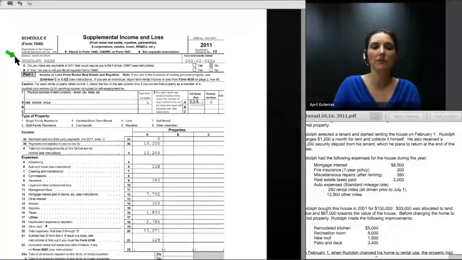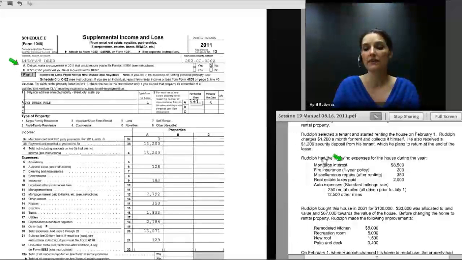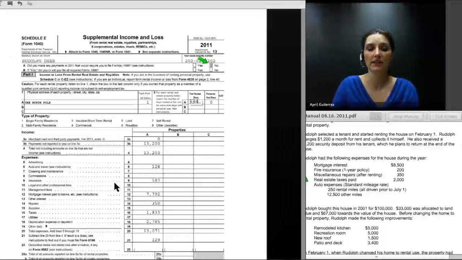We begin up at the top of the form by entering his name and his Social Security number. We then on line A answer the question, was a 1099 required to be issued? And the answer is no. If you look at the amount of expense he paid out during the year, mortgage is $8,500, fire insurance $200, miscellaneous repairs $350, and real estate taxes $2,000. The only amounts there that exceed $600 are the mortgage interest and real estate taxes, and those would be payable to entities that do not need to be issued a 1099. So it's safe to say that no, he's not required to issue any 1099s.